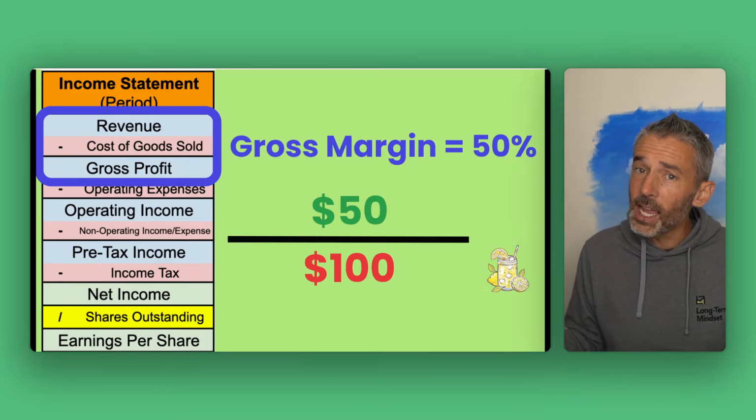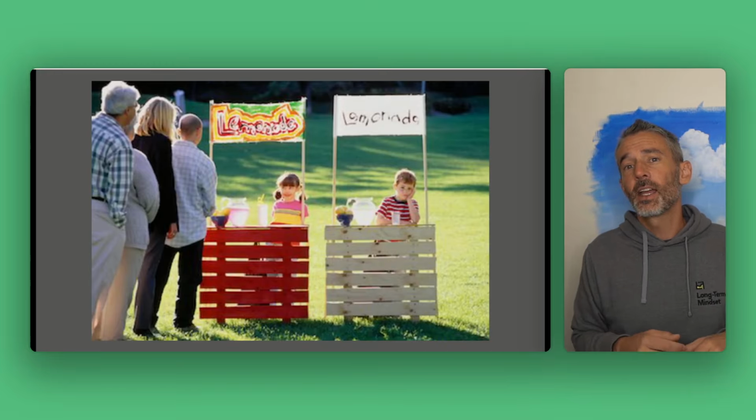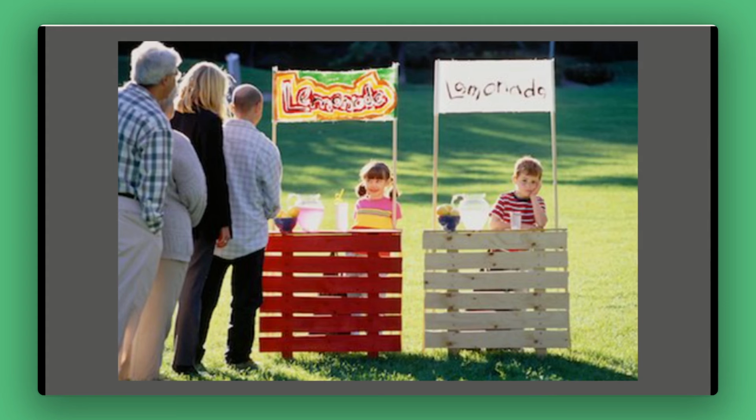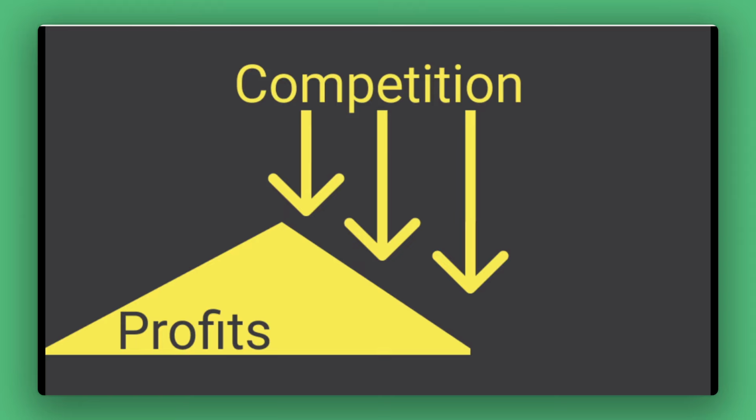But let's just say that the neighbor comes out and she's smiling and she's got a better sign and her lemonade is pink and she attracts attention. These are the forces of capitalism at work.